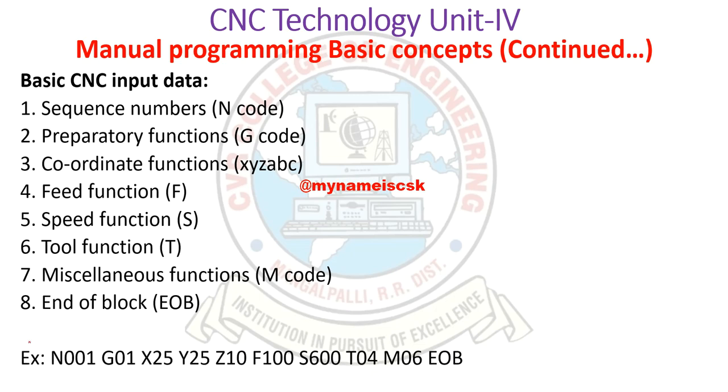So this is the format we follow. N001: first we give the sequence number N001. G01 is the preparatory code. If you are giving XYZ, X is 25 mm, Y is 25 mm, Z is positive 10 mm, and feed we are taking as 100 mm, and speed we are taking as 600 rpm. Here we have selected the tool number as the fourth tool, and we are using the M code, or miscellaneous function code, as M06, then end of the block. So this is the basic CNC input data.